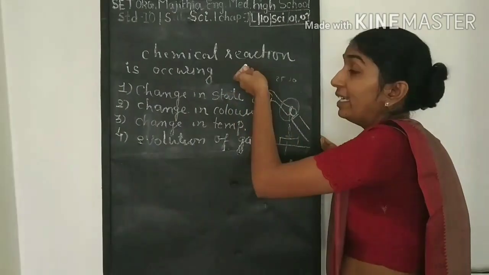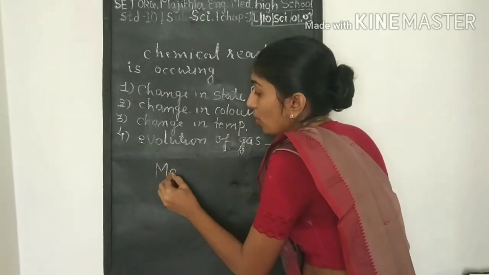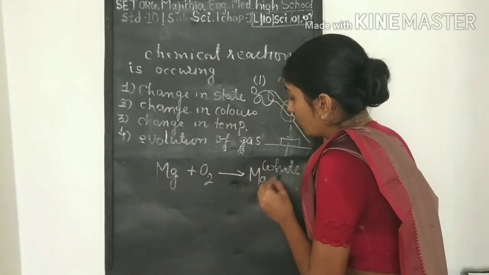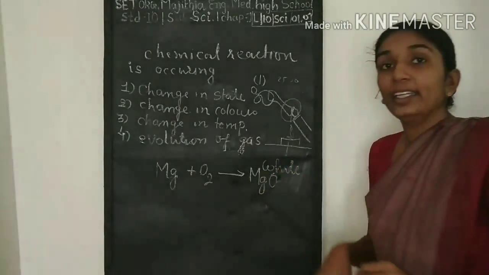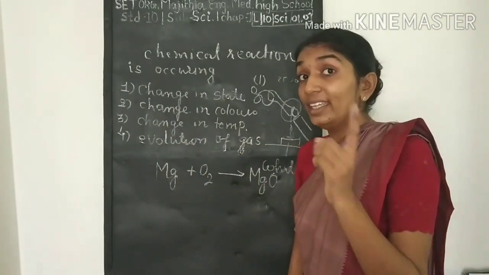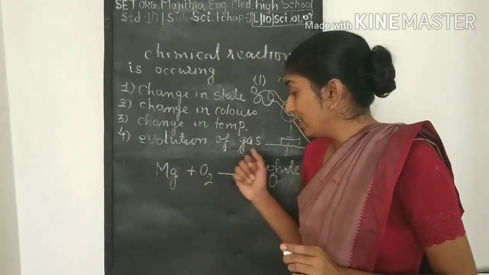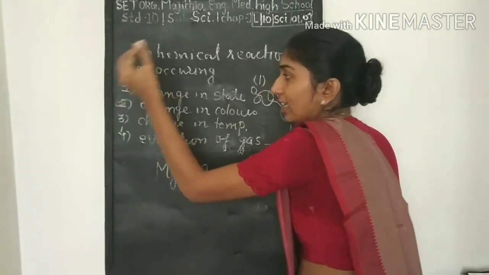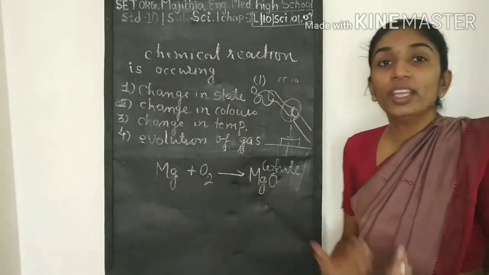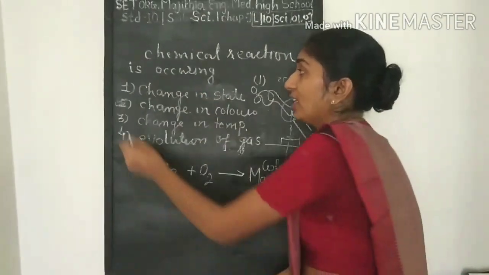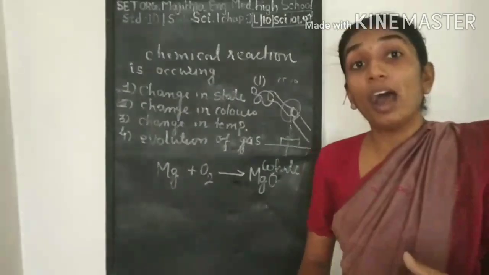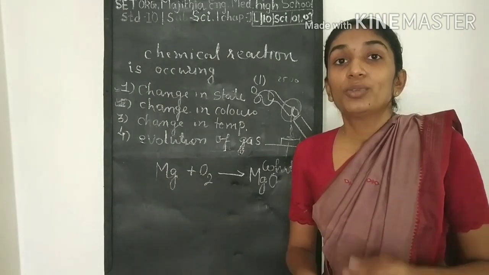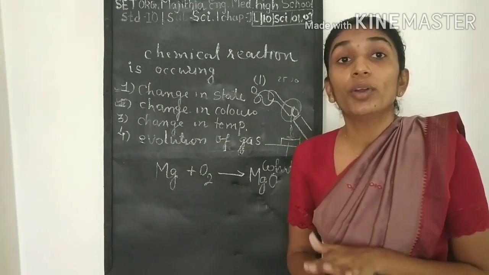So simply, metallic silver colored magnesium burns in the presence of oxygen, and you will get magnesium oxide, which is white in color. Magnesium was metallic silver in color, and magnesium oxide is white in color. So we will say there is a change in color or change in appearance. We can also say there is a change in state, because before it was hard metal and now it is converted into a powder. So this is your first activity.